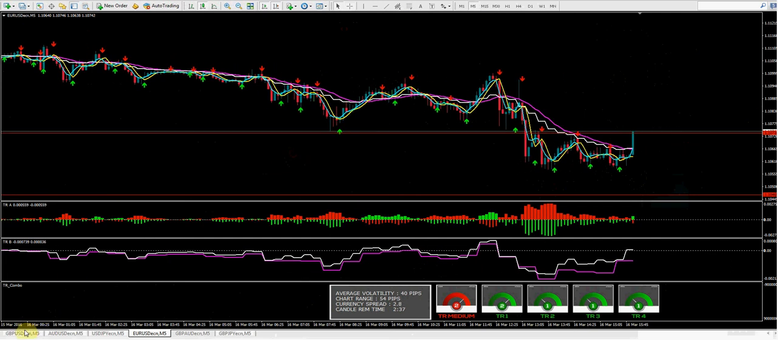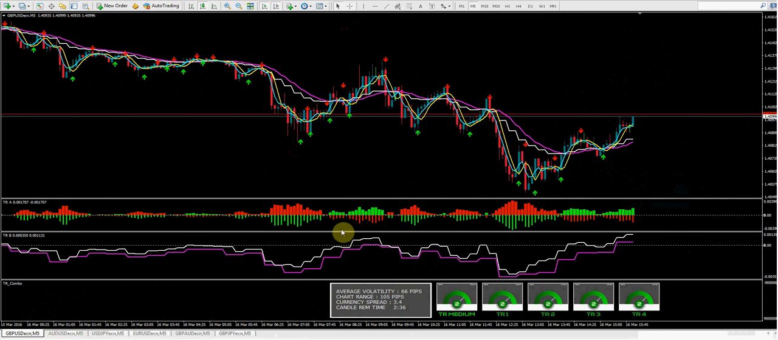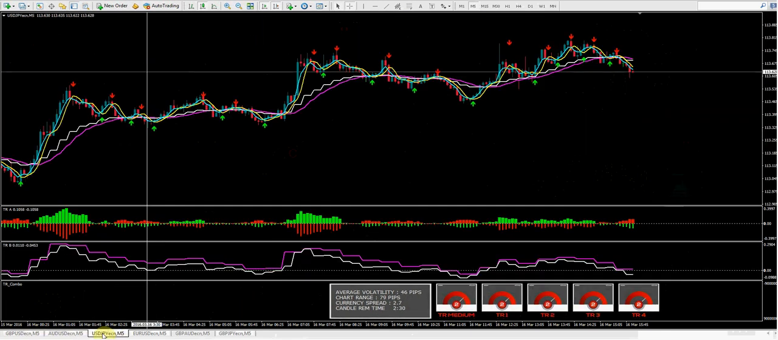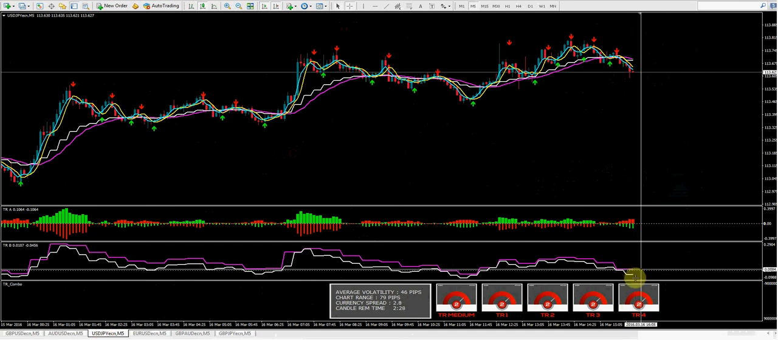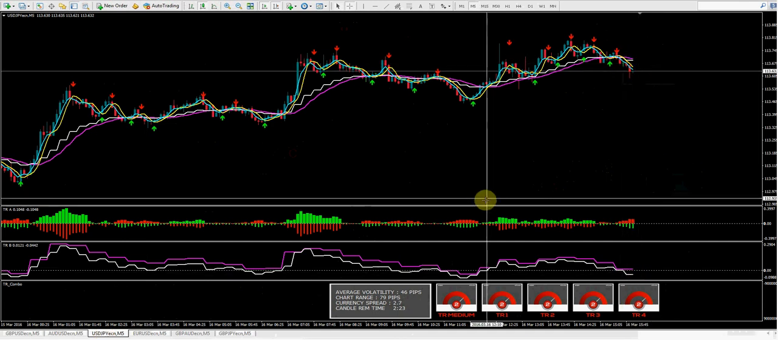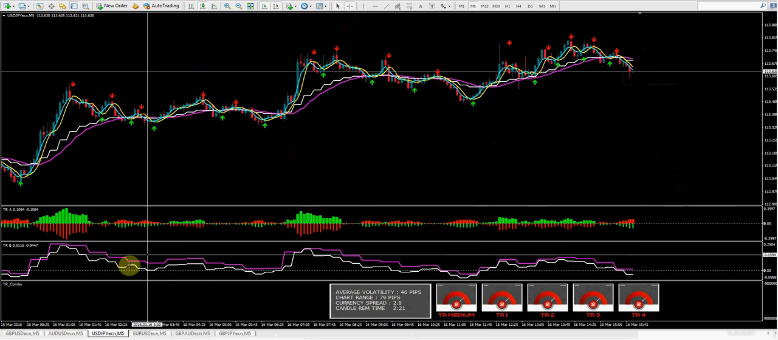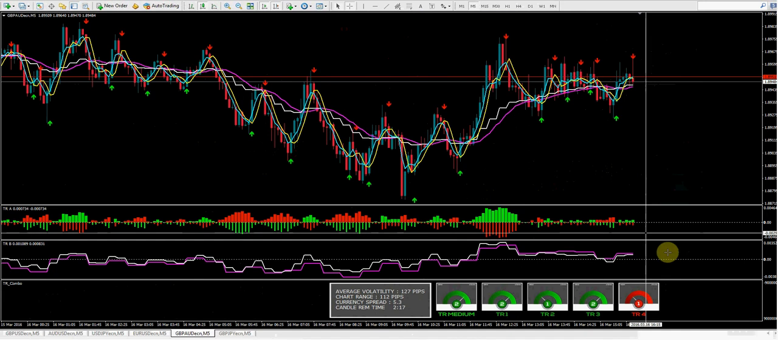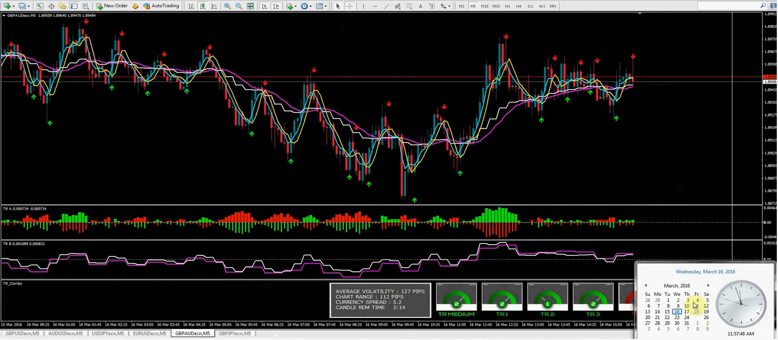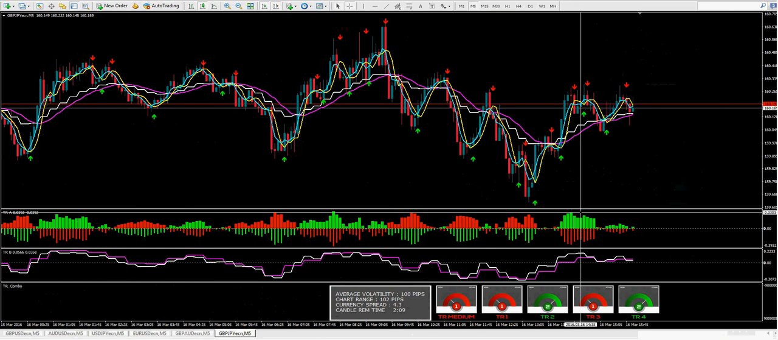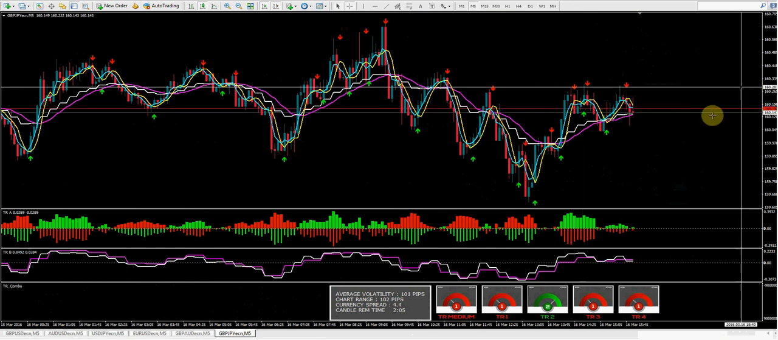Let me see here what else might be popping up. This is about to cross under 0, so this might be good for a short once it does. And we also have some news today at 2 o'clock, so I definitely don't want to look at taking anything right now. And I actually believe it's some pretty important news.